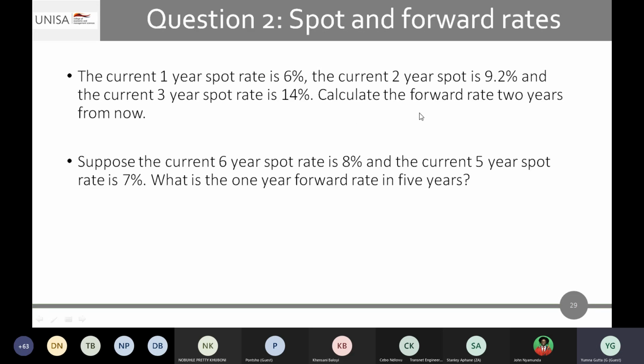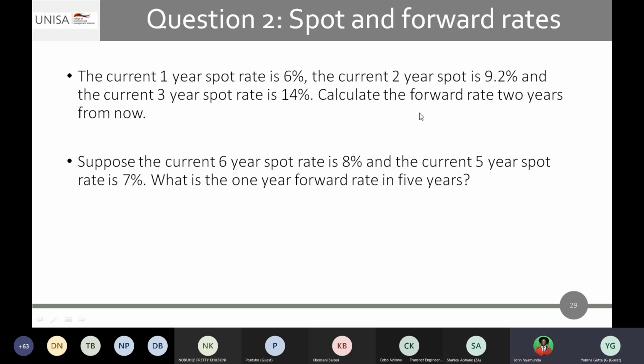Calculate the forward rate 2 years from now, right? So 2 years from now, you're calculating the forward rate between years 3 and 2. So you'll begin with year 3 and you say 1 plus your rate, 1.14 cubed, right? So you're going to have an exponent of 3 on the top, cubed, over year 2, which is 1 plus 9.2%, 1.092 squared. And you divide the two and you solve for your answer, right? So let's start with the first question and then we see if anyone can get some answers.